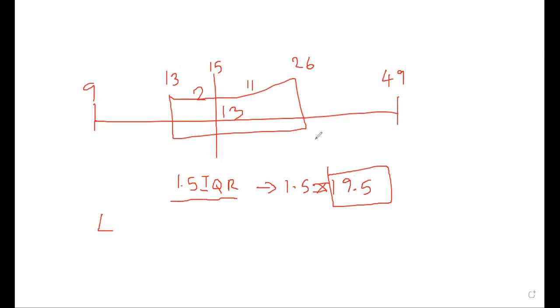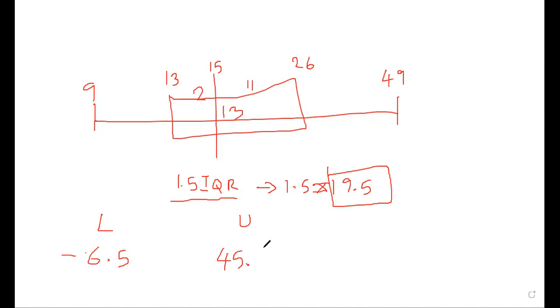So what is 13 minus 19.5? Negative 6.5. Then for the upper limit, we add the 19.5 to the 26. What are we getting? 45.5.